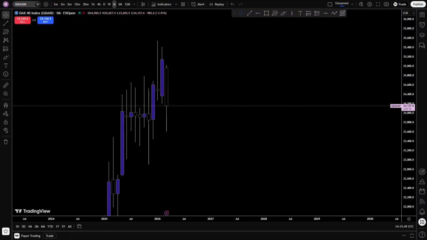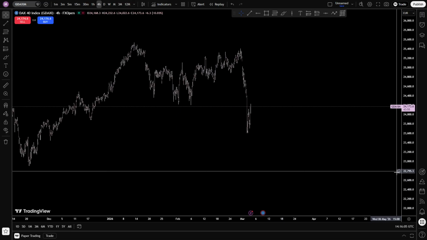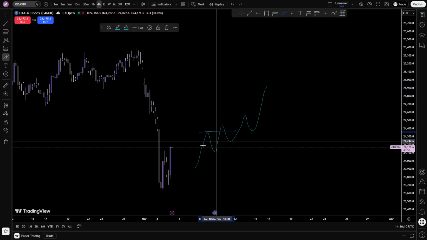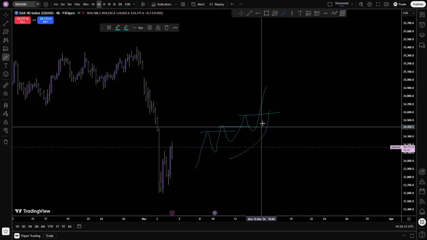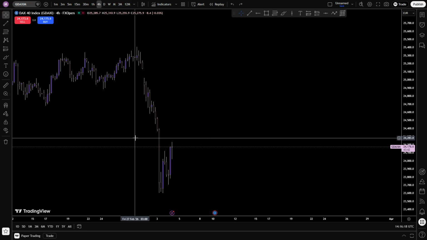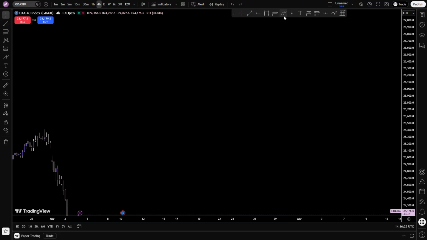Okay, so now that we've gone over market structure, the next thing we need to go over is break of structure. Before I actually show you what break of structure is, I will tell you: break of structure is literally just a shift in market structure. Remember how I was saying uptrend, downtrend? This here is the market breaking structure to the upside in an uptrend. And why break of structure is important is for identifying when the market actually shifts in structure.